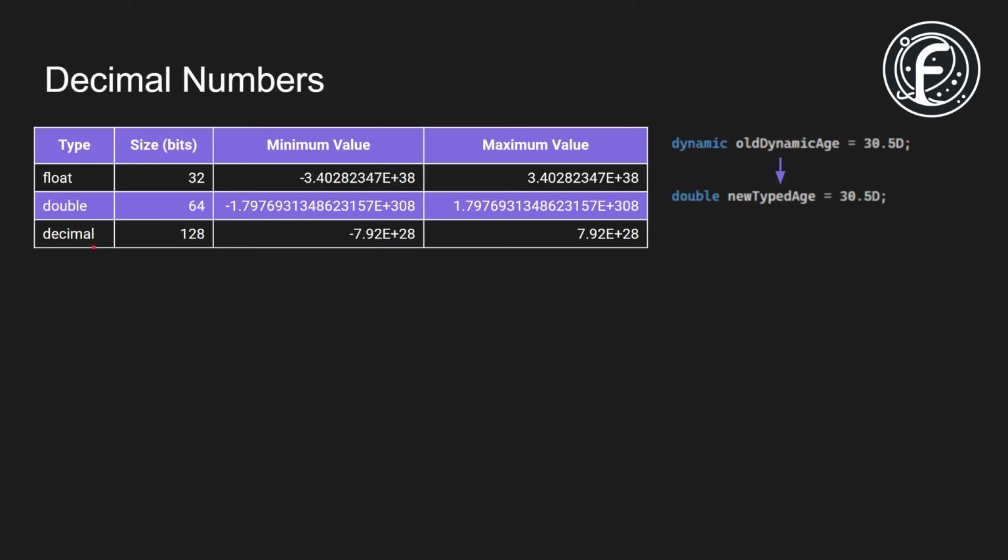But the normal way to go with is double, because for normal cases it's normally fine. But for these super exact cases, I would always go with decimal. And yeah, that's basically the difference.